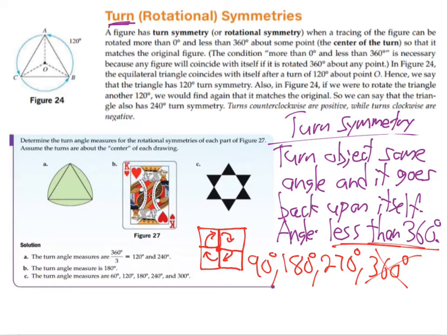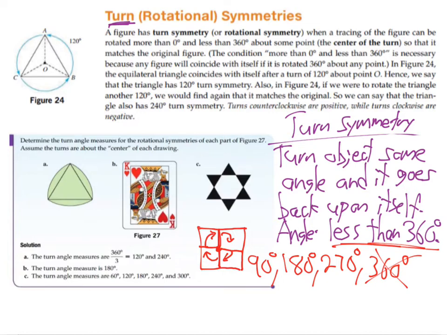Of course, any object you turn all the way around will be back onto itself. We don't want to bother to list that. That's obviously true always. We don't care about that. Makes sense why we're not listing the 360? Any object you turn all the way around, of course it's back onto itself.